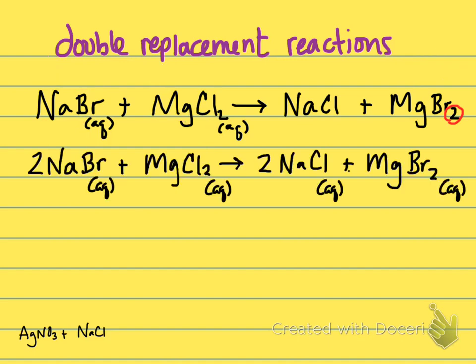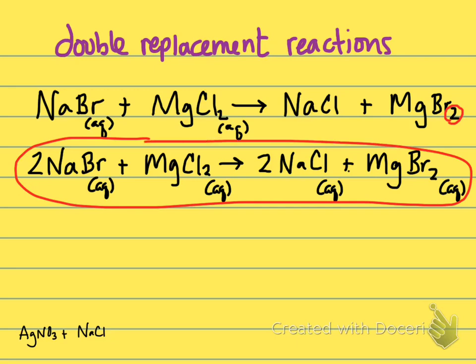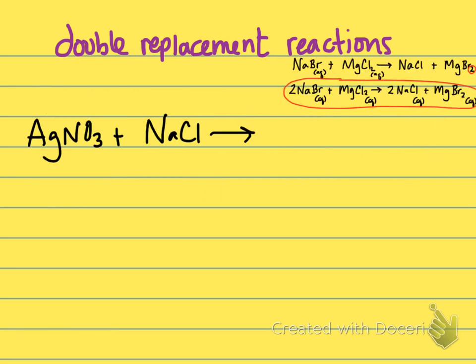Do a quick balance. There's our finished form: 2 moles of sodium bromide in aqueous solution plus 1 mole of magnesium chloride in aqueous solution yields 2 moles of sodium chloride in aqueous solution and 1 mole of magnesium bromide, also in aqueous solution. Alright, one more double replacement and then the really cool stuff.